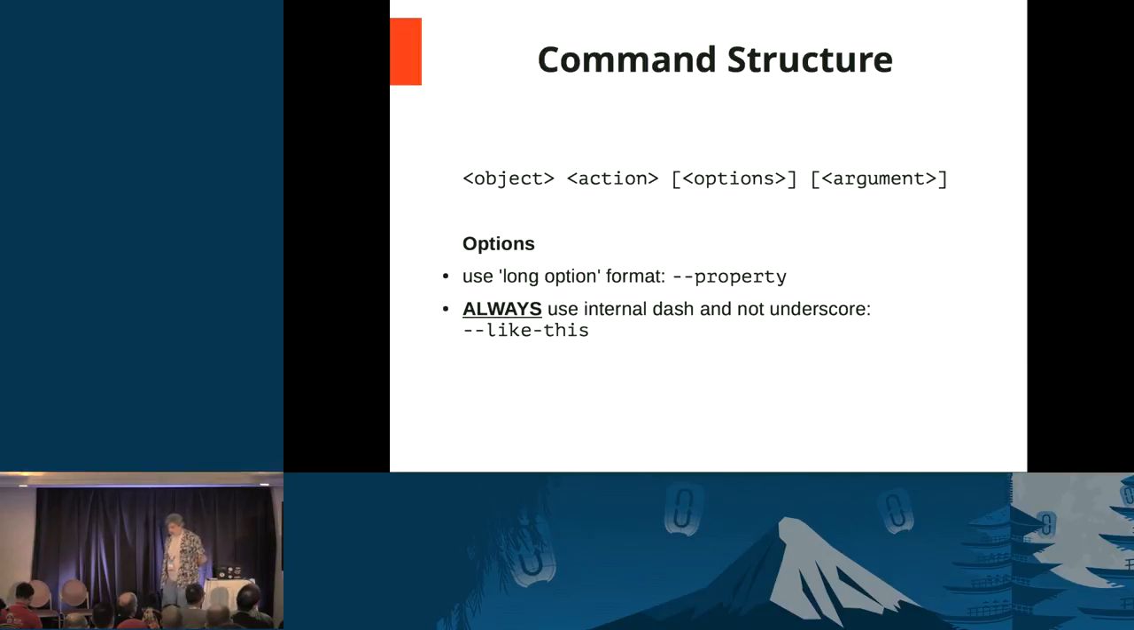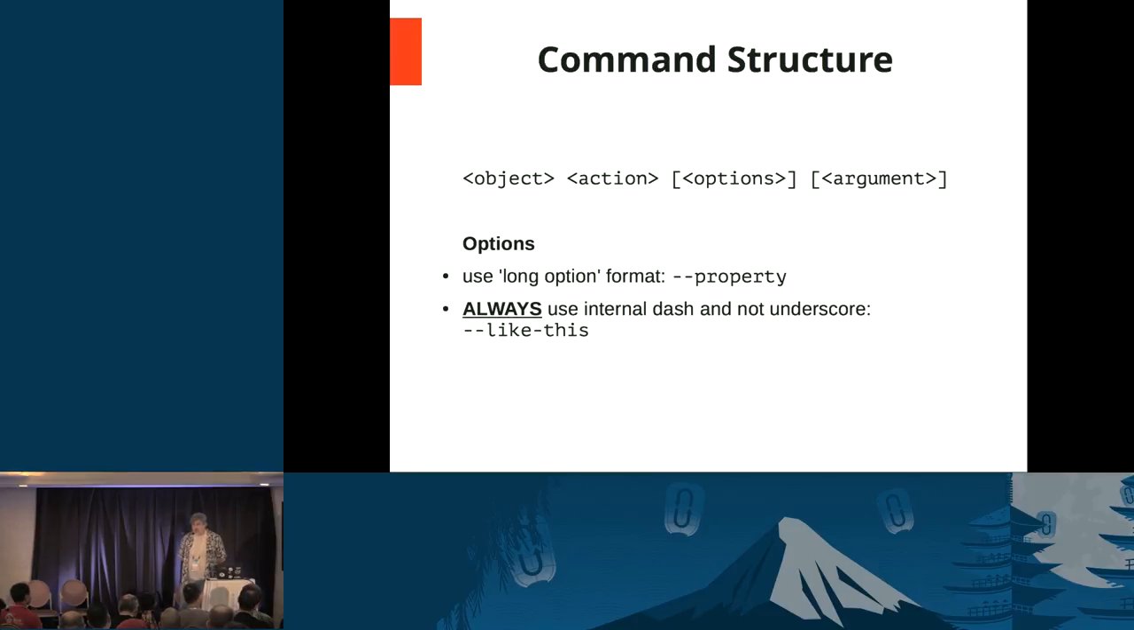That structure, as it's wound up, this is a slightly simplified version of what's in the documentation: an object is a resource, like a server or an image. The action is what you're going to do to it: create, list, delete, show. The options here are the command-specific options. In between the word OpenStack, the name of the binary, and object is where the global options live. Things like the authentication variables. But the command-specific options, and then most commands have one positional argument.